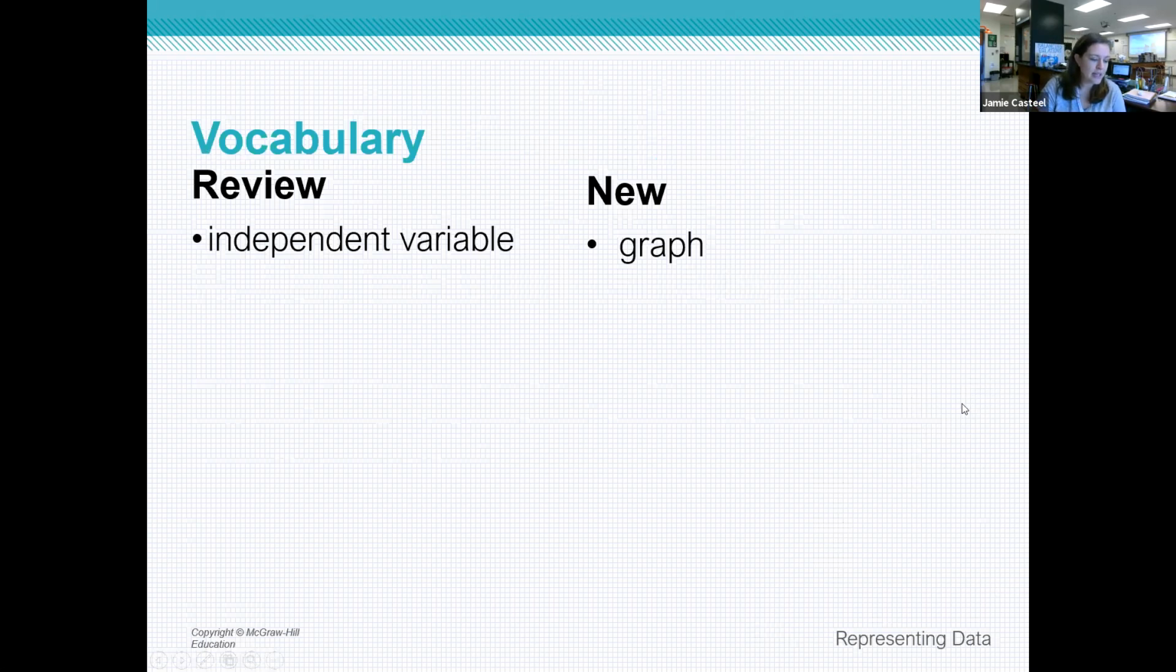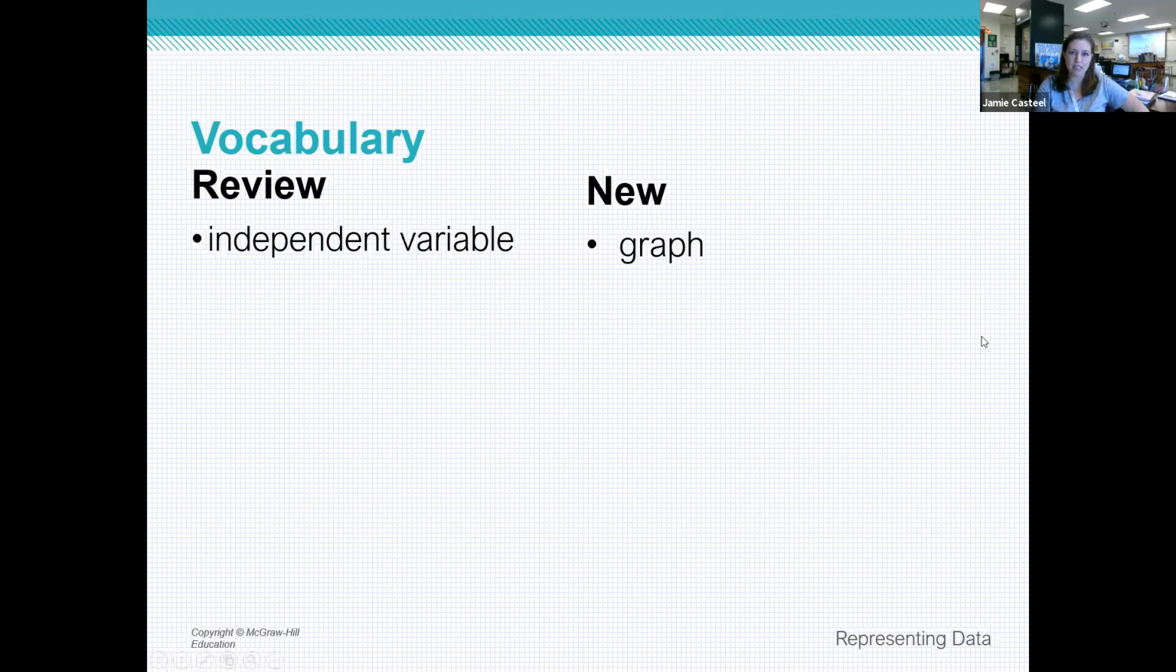Review vocabulary. Independent variable is the variable that is changed during an experiment. So we already have beat that like a dead horse. I will continue for a little while until we do our first couple of labs so that you are clearly aware of which one you're manipulating and which one you're tracking.